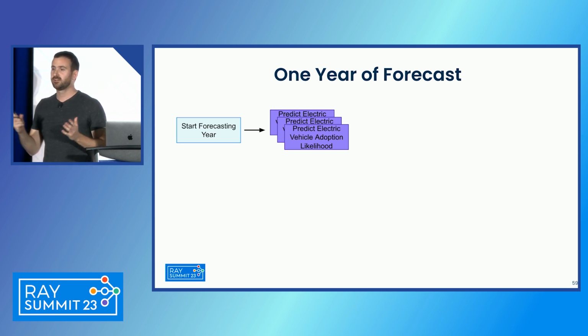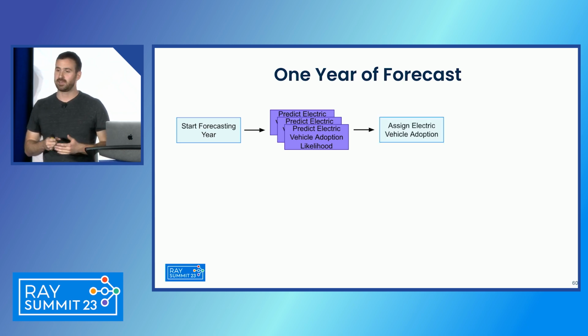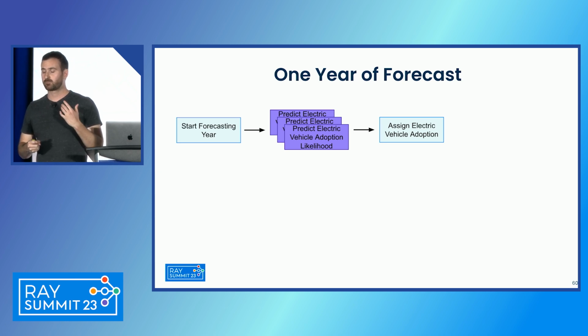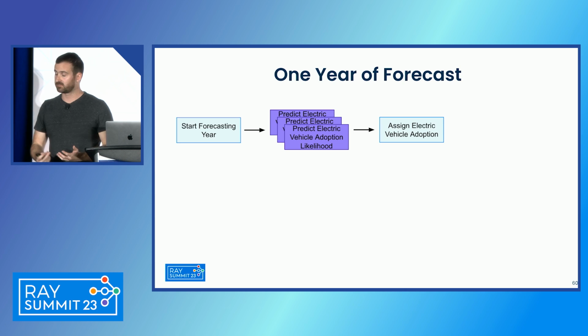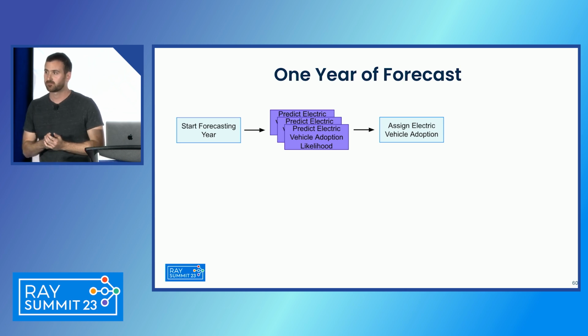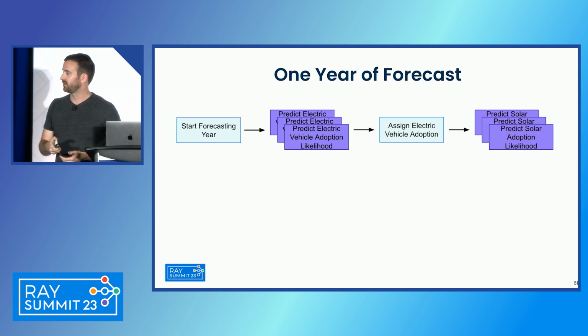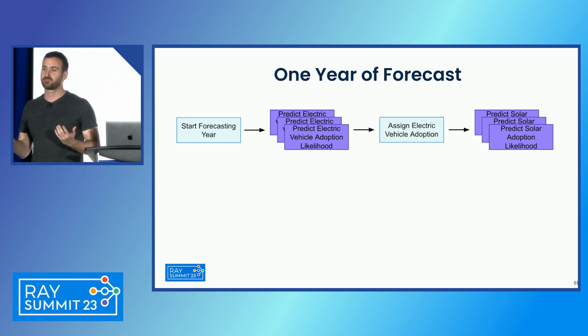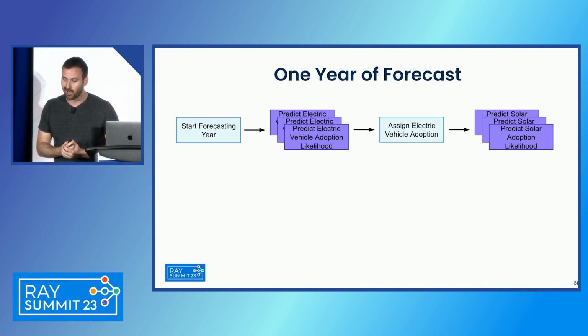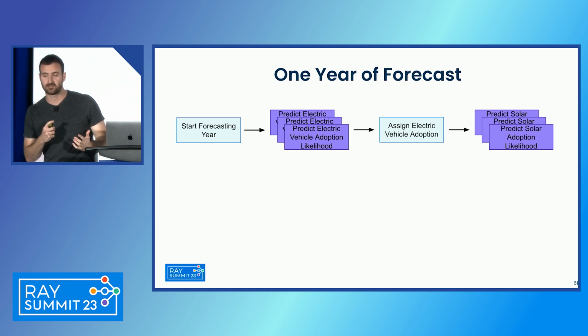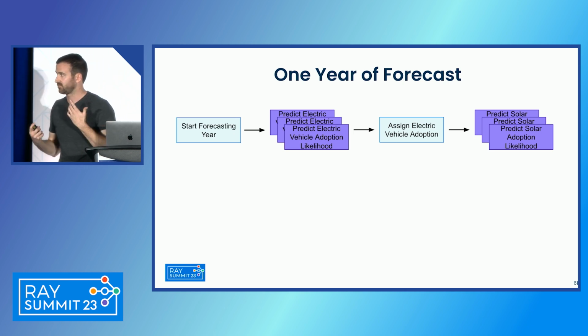Once that's done, these results will then be returned back to the forecast manager, which is able to run a central process to assign which buildings actually adopt electric vehicles in this scenario. Then that information will be propagated back to the batch forecasters. And then we'll move on to the next technology in the workflow. In this case, it's solar.